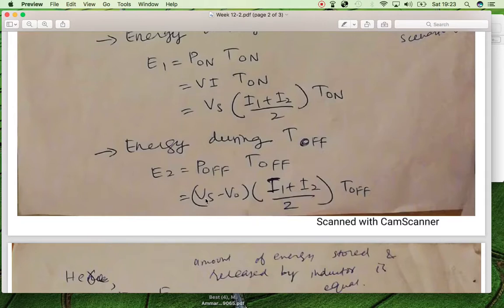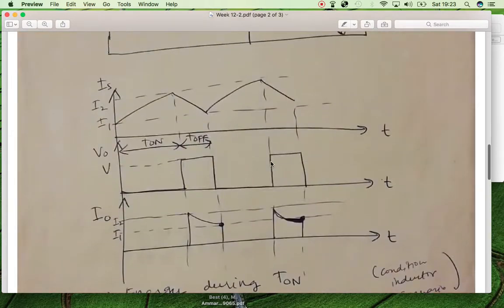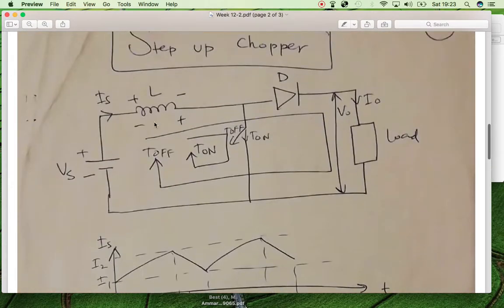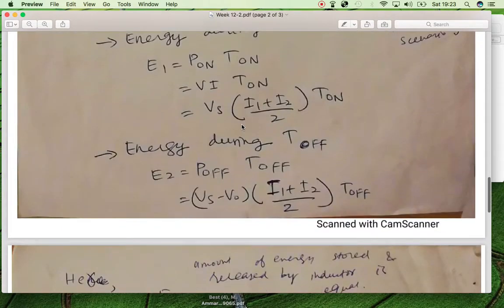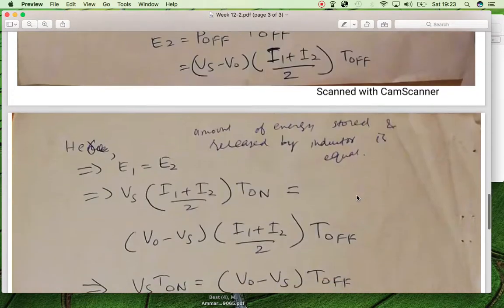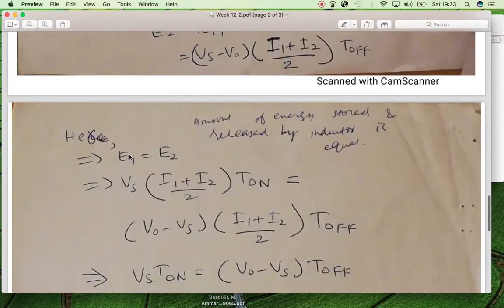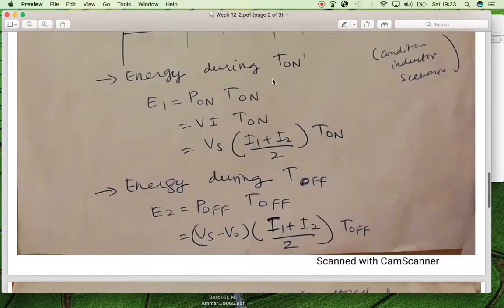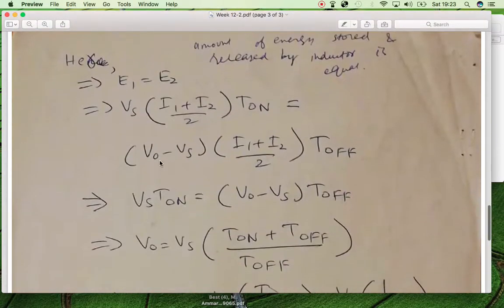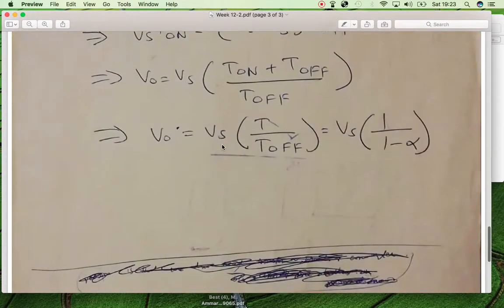Here V is Vs minus V naught, so during the T off time the overall voltage will be Vs minus V naught. So Vs minus V naught into I, the same relation as for the previous expression, and we have the T off time. If we assume that E1 is equal to E2, then we can do the calculations and we are able to calculate V naught, which is Vs into 1 over 1 minus alpha.